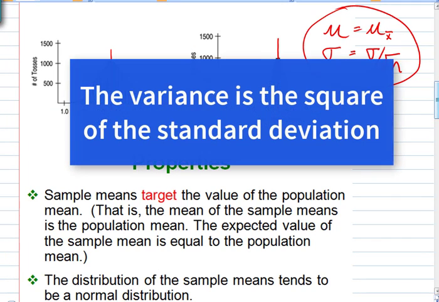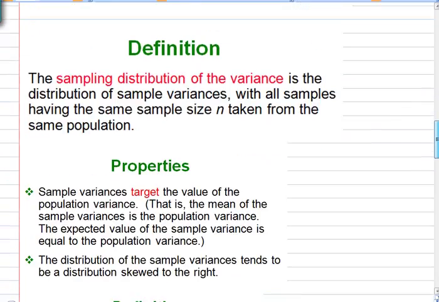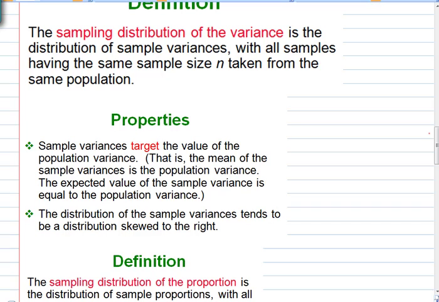And now this is the distribution of the sample variances, not the standard deviations. The distributions of the sample variances tend to target the population variance, but they're going to be skewed right, I believe, because somewhere in here it says that. The distribution of the sample variances tends to be a distribution that's skewed right. While it's similar, it's not as robust or as unbiased an estimator as the mean is.